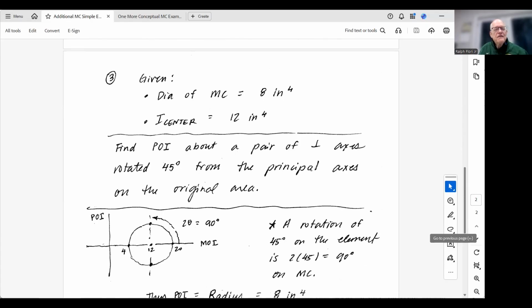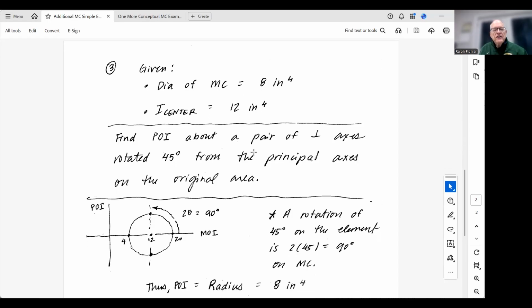Here's another one. You're given the diameter of Mohr's circle is 8. You're given the center is 12. You're asked to find the product of inertia about a pair of perpendicular axes rotated 45 degrees from the principal axes on the original area.